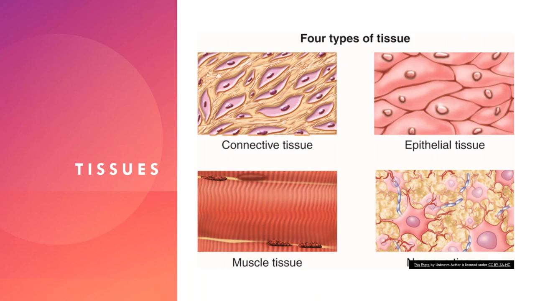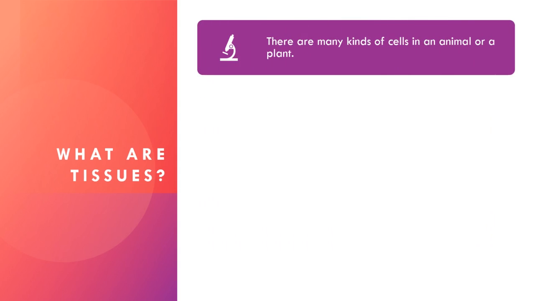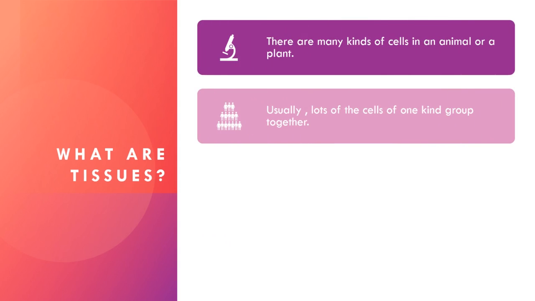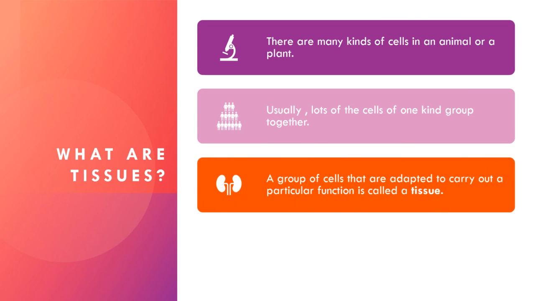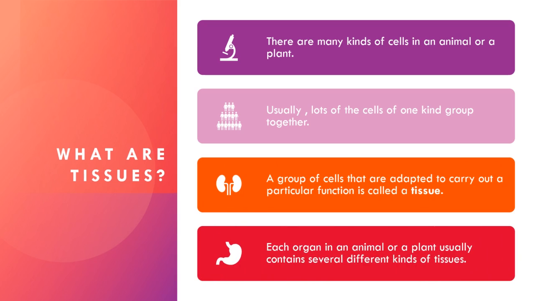Now let's talk about tissues. It can be plant tissues or animal tissues. What are these tissues? There are many kinds of cells in an animal or a plant. Usually, lots of cells of one kind group together. A group of cells that are adapted to carry out a particular function is called a tissue. Each organ in an animal or a plant usually contains several different kinds of tissues.